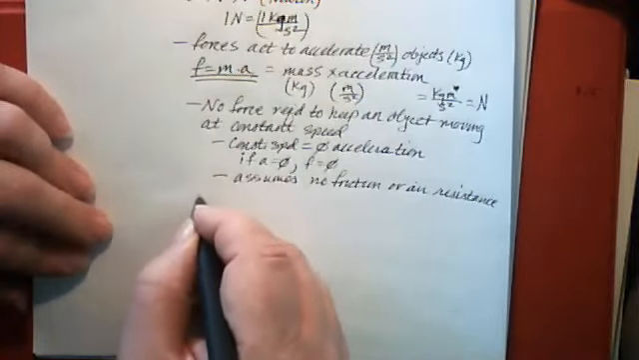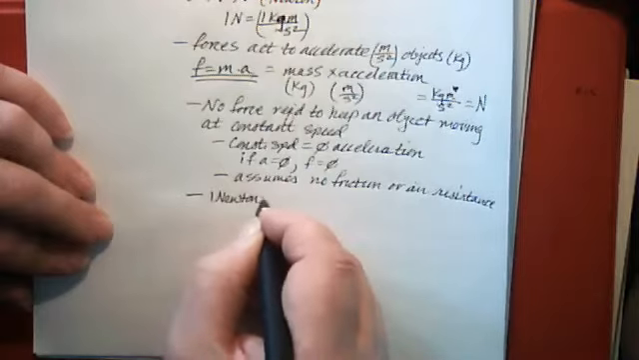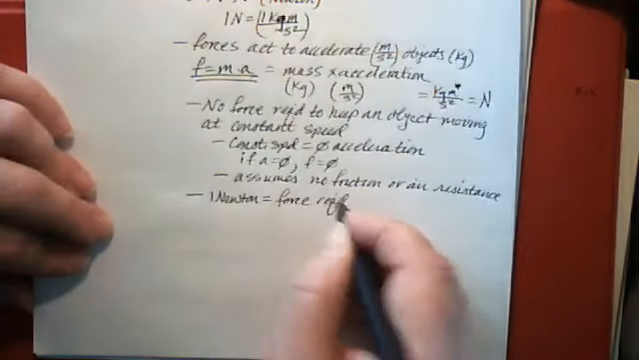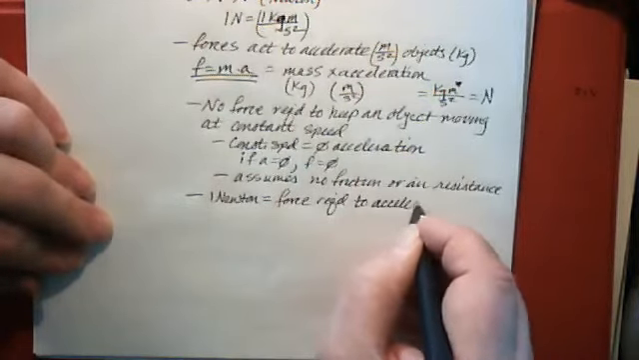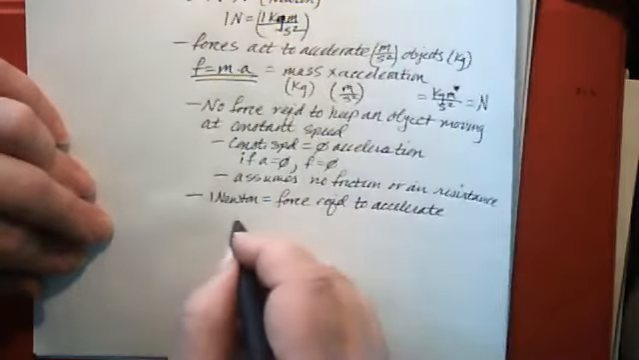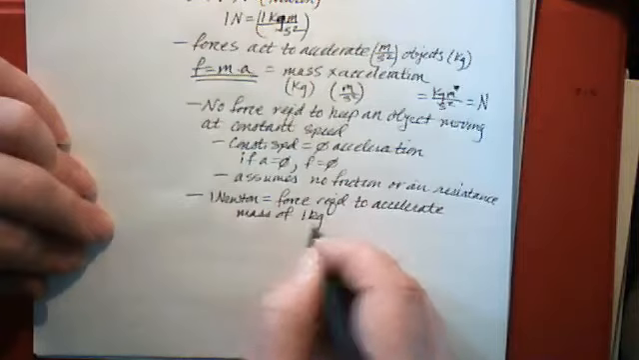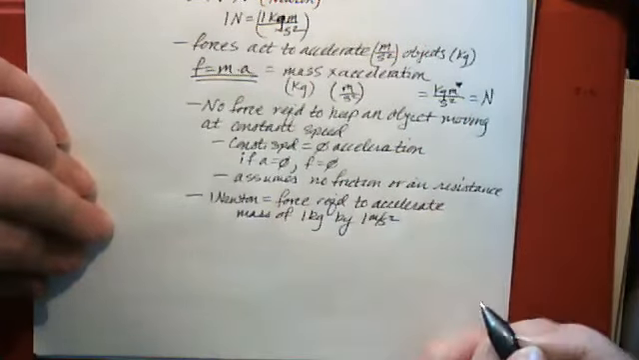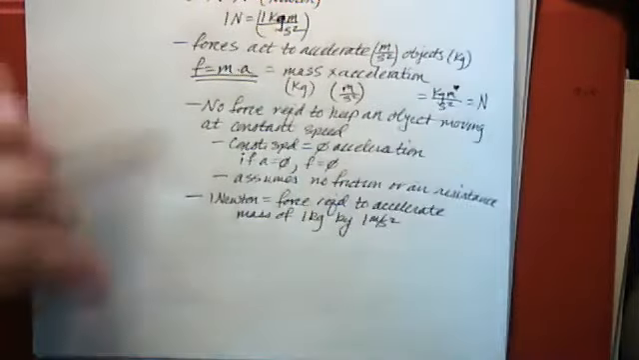So in other words, 1 Newton would be the force required to accelerate a mass of 1 kilogram by 1 meter per second squared. So that's basically what the Newton is.